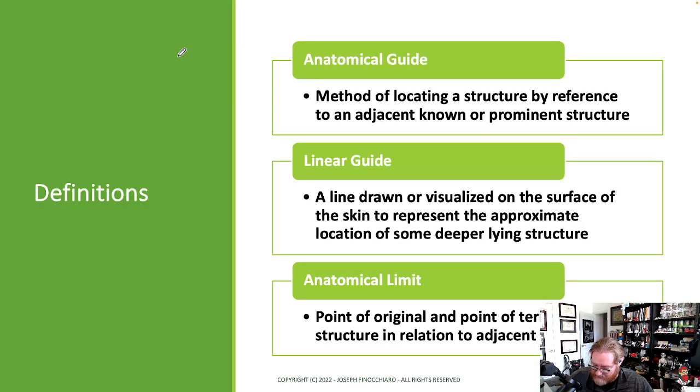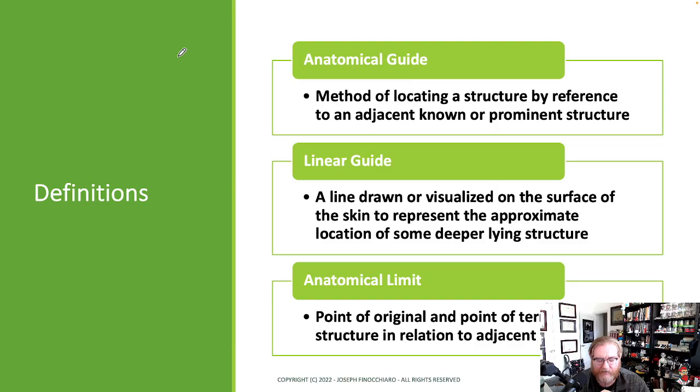So what are these things? Anatomical guides, linear guides, and anatomical limits. An anatomical guide is a method of locating a structure by reference to an adjacent, known, or prominent structure. This allows you to figure out, okay, if I can find this landmark, I should look in this direction and I should find what I'm looking for. That is an anatomical guide, using reference points on the body to locate what you are looking for.